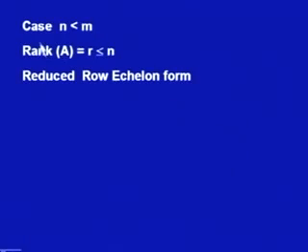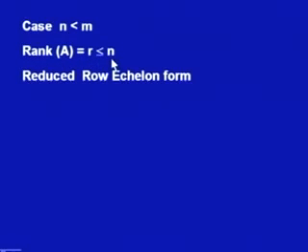So, with this we come to the last case where n is less than m, that is, the number of unknowns is less than the number of equations. Clearly, even in this case the rank will be r, and it will always be less than or equal to n, because this rank r cannot exceed n. So, we will have rank A equal to r.